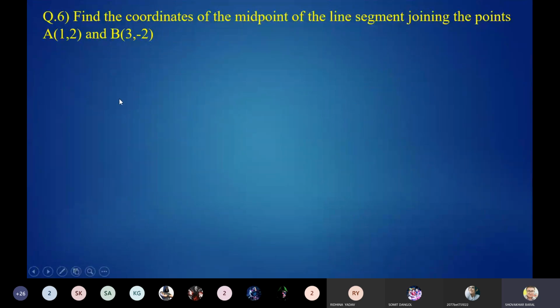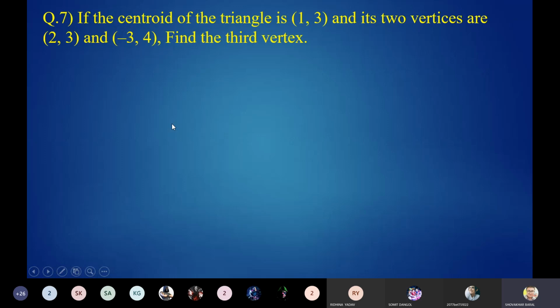Okay, write this question, copy this question, question number 7. If the centroid of the triangle is (1, 3) and its two vertices are (2, 3) and (-3, 4), find the third vertex. Please copy this question.